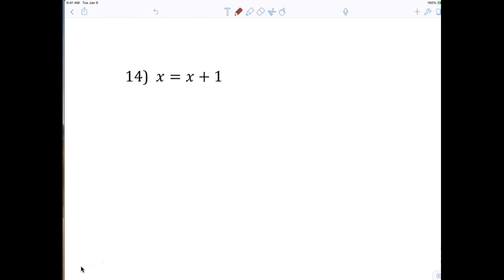Let's check out. Oh, this is a good one. When does x equal x plus 1, ladies? That's right. No solution. X can't be the same as itself plus 1. There is no solution. Everybody okay with that?